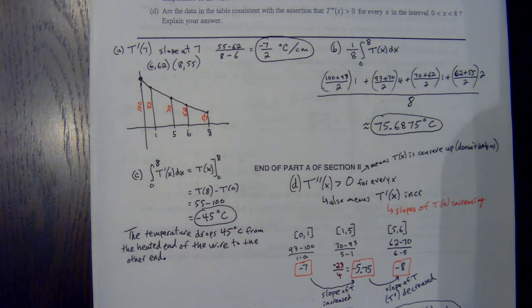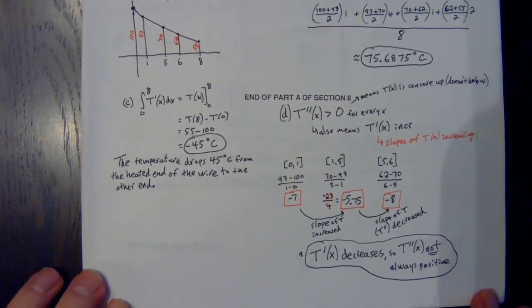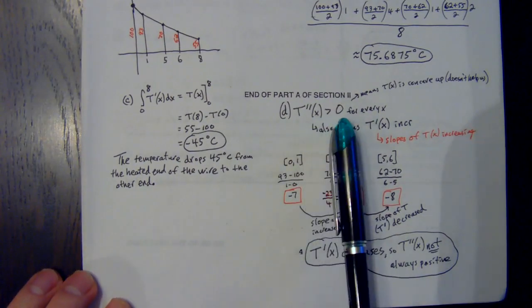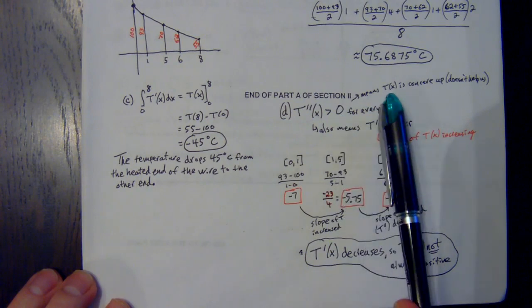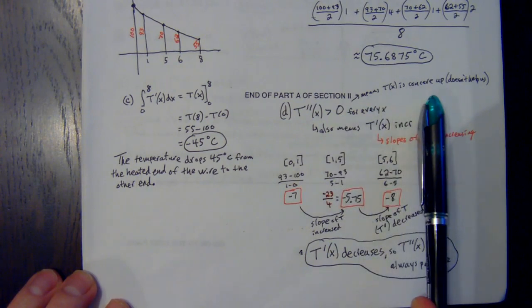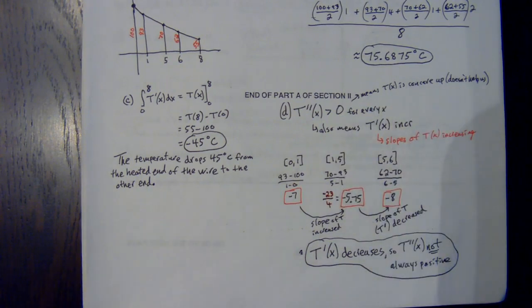Letter D was pretty tricky. Letter D is talking about the second derivative being positive. Is it true that the second derivative is always positive for every single x? Now, what first went into my mind when I saw second derivative as positive, that told me right away that the original function was concave up, but that does not help us on this particular problem, okay?